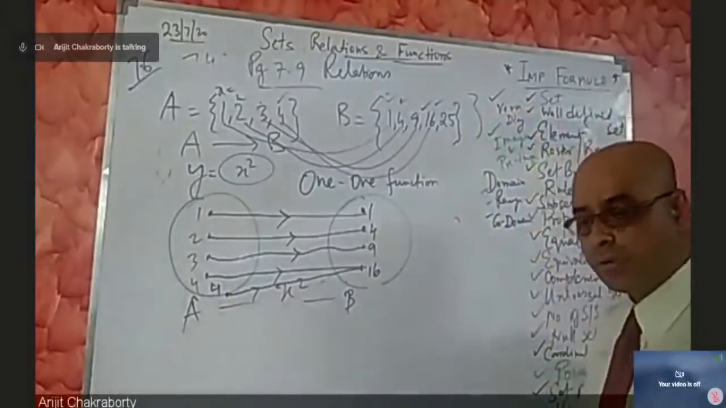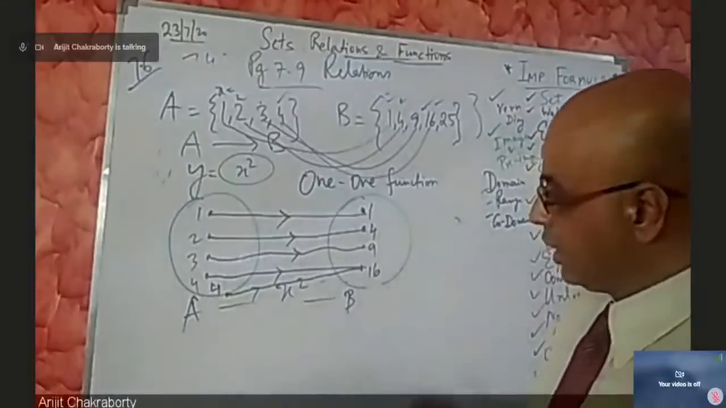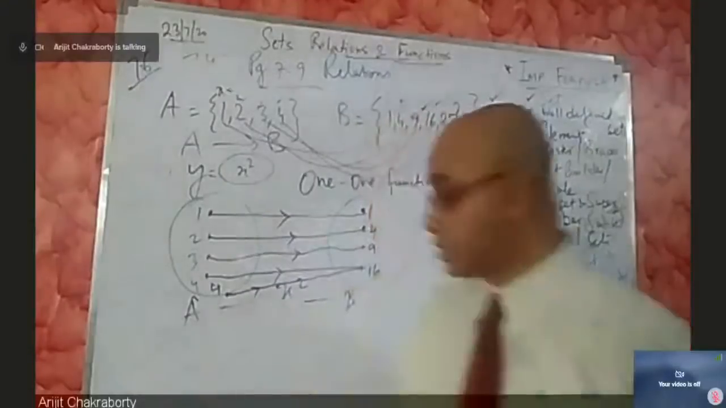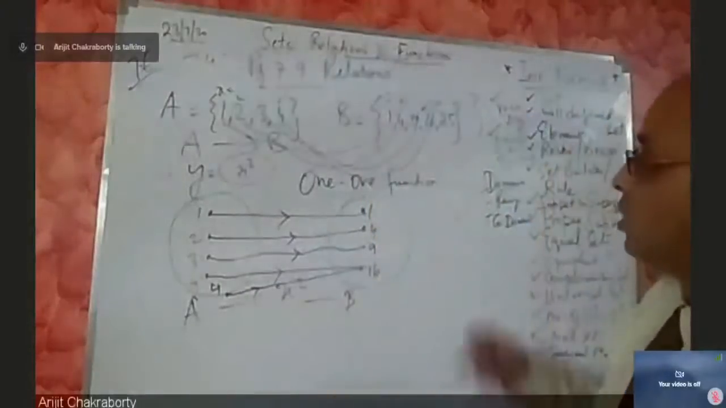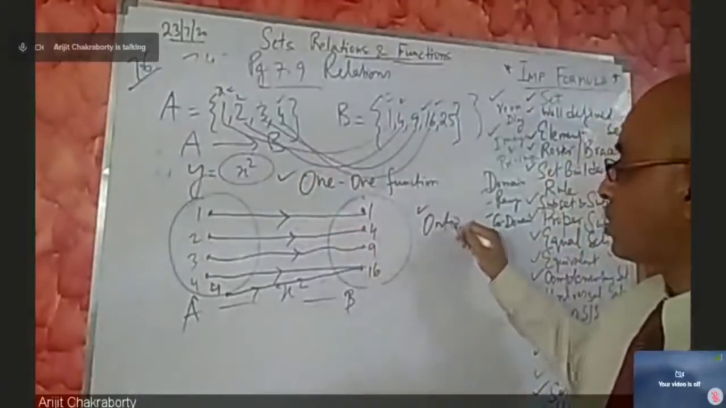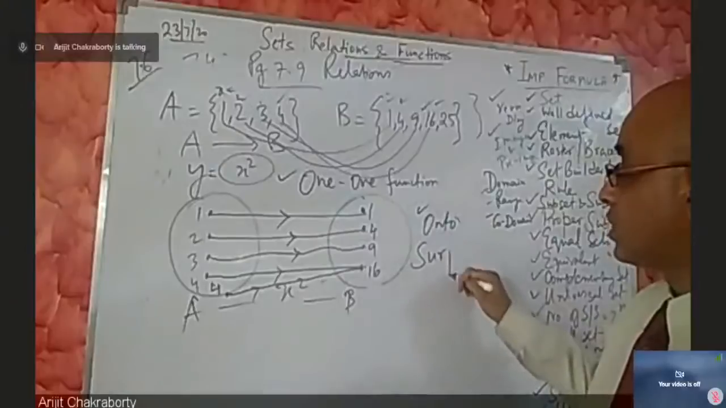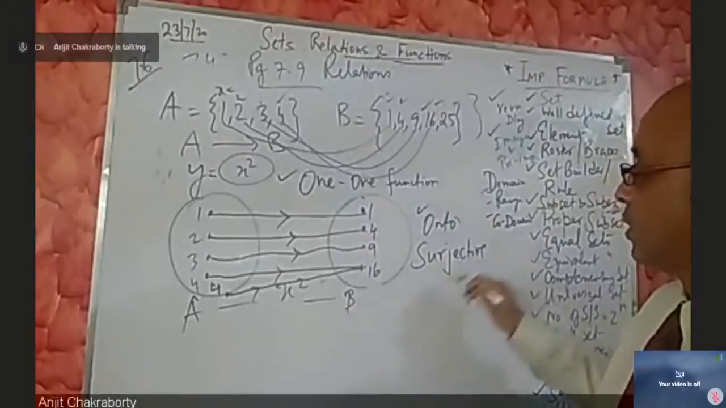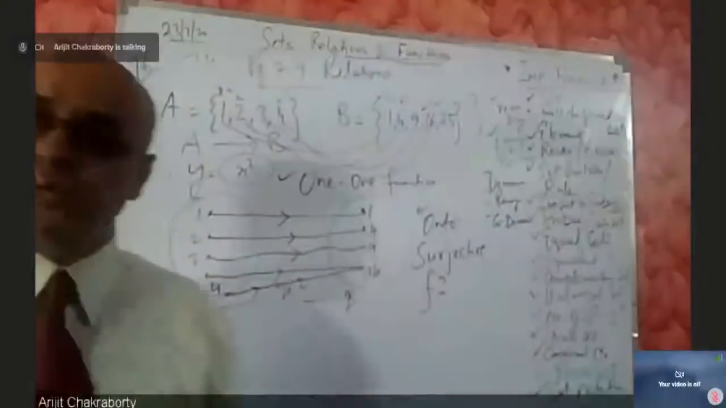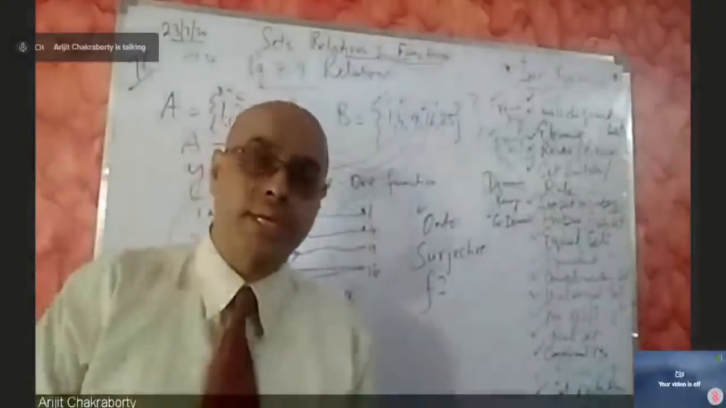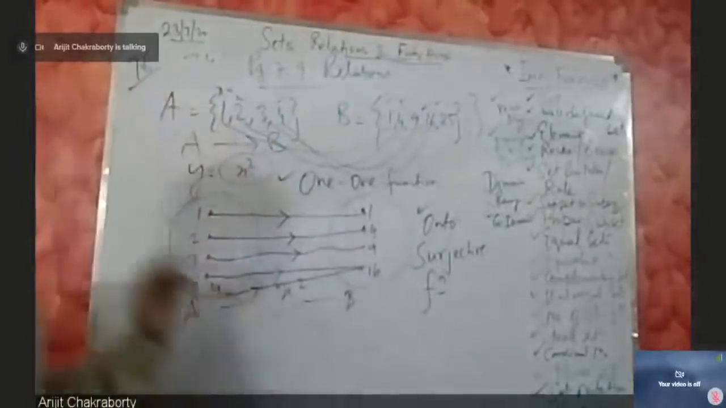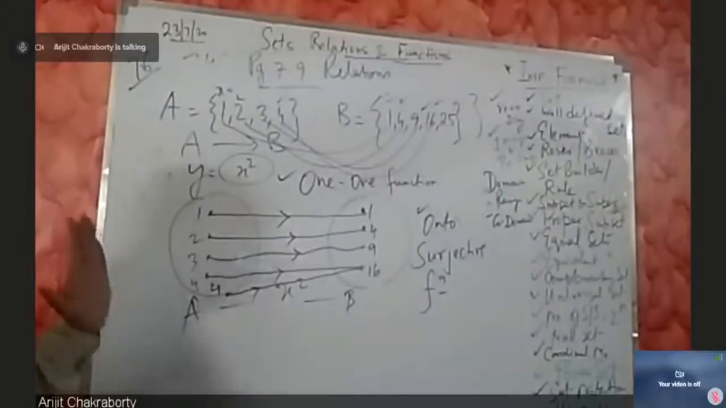So now, this type of function, we call it onto function, onto. One-one function you have understood. Now this is called onto function, also called surjective. Surjective function. Please don't confuse it with subjective. It is not subjective, but surjective. S-U-R-J-E-C-T-I-V-E. Surjective function.